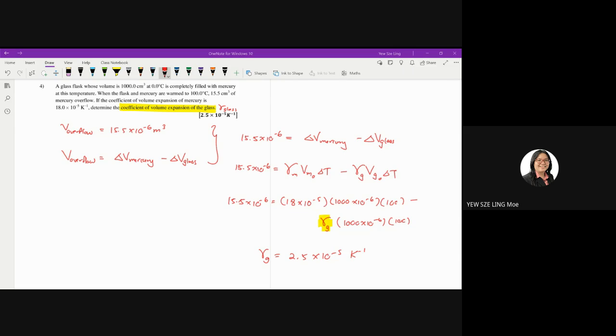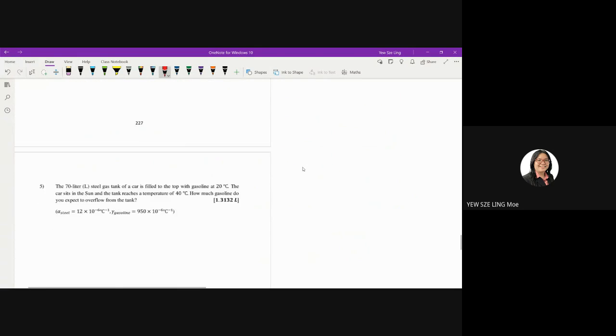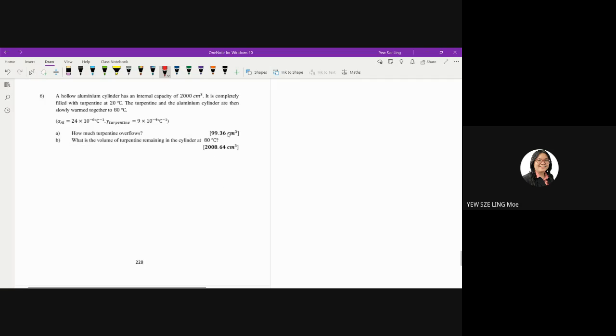Okay, let's look at the last questions. Question 4 is just a very simple question. It's just a reverse of the overflow questions that you have tried in question 3. Question 5, I will leave it to you. It's exactly the same as question number 3. If you don't know how to do it, you may refer to question number 3.